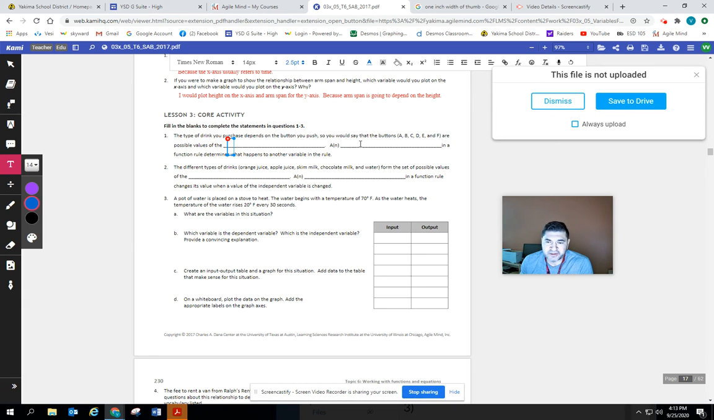What do you guys think? Independent or dependent? This is what you put in, and then the drink is what will come out. Okay, so this will be the independent variable. I'm going to go ahead and type that in. Okay, a blank in a function rule determines what happens to another variable. Okay, and again, we're just going to type in independent variable.